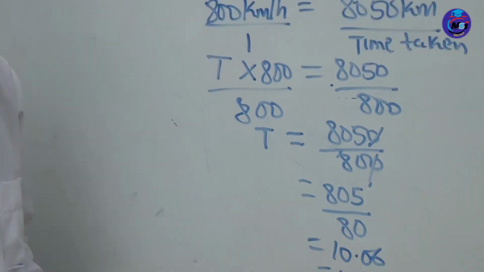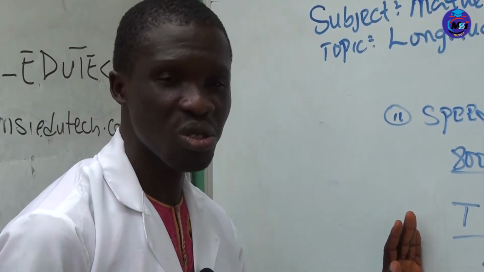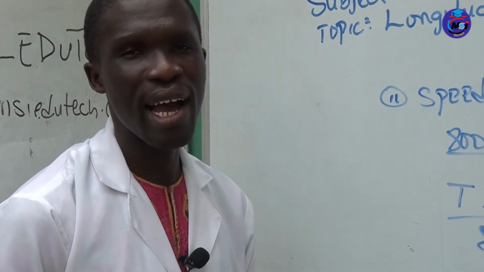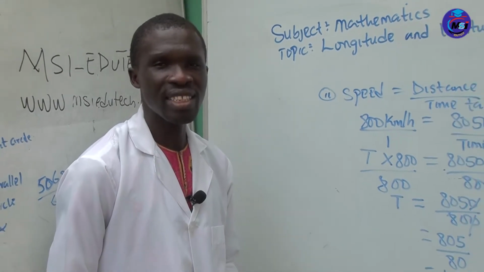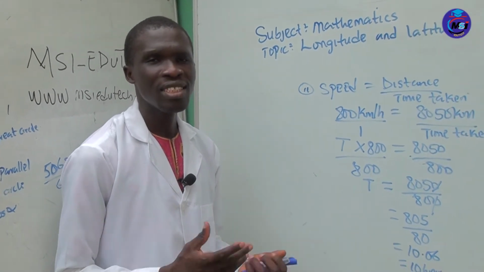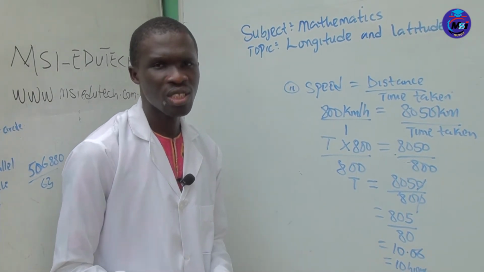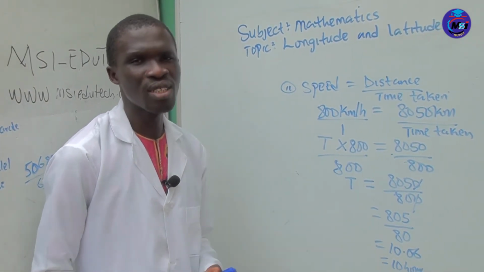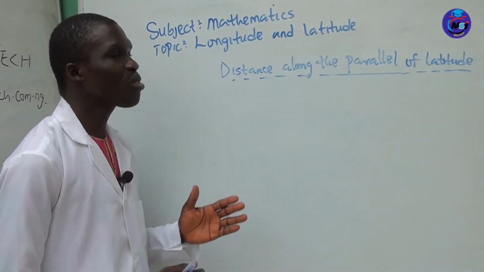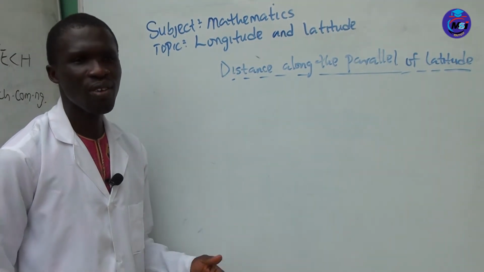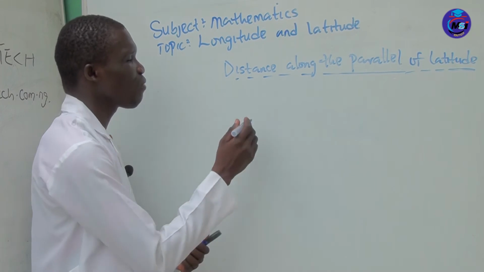Okay, so we have come to the end of the solution to this example. Remember, I gave you 2 formulas. So I'm going to give you another example, how to find distance along the parallel of latitude. That is the next thing to do before we round up this class. Okay, I want to give you an example of how to find distance along the parallel of latitude. And what are we going to do? Let me remind you the formula.